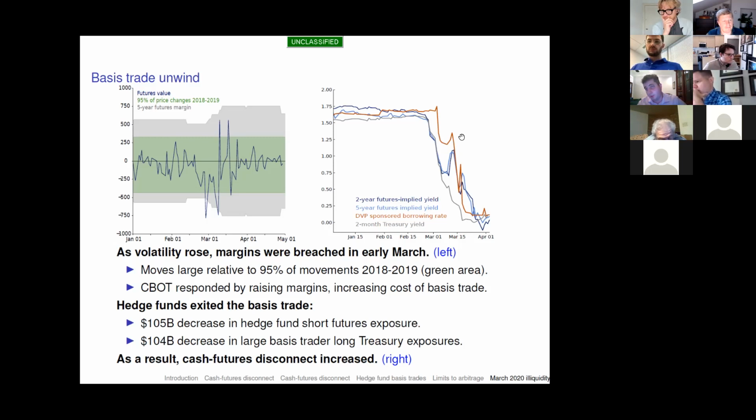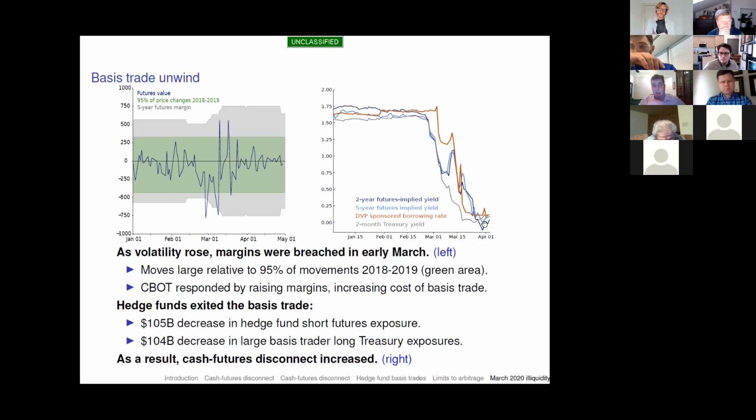Now, at the same time, what we're showing you here is the two-year futures implied yield and the two-month treasury yield. The difference between those two is what we're reporting as our cash futures disconnect measure. And what you can see is that right when these repo rates increase and during this period of much higher margins, the relationship between the futures implied yield and the two-month treasury yield breaks down. We start to see a big expansion in that disconnect that continues until April.